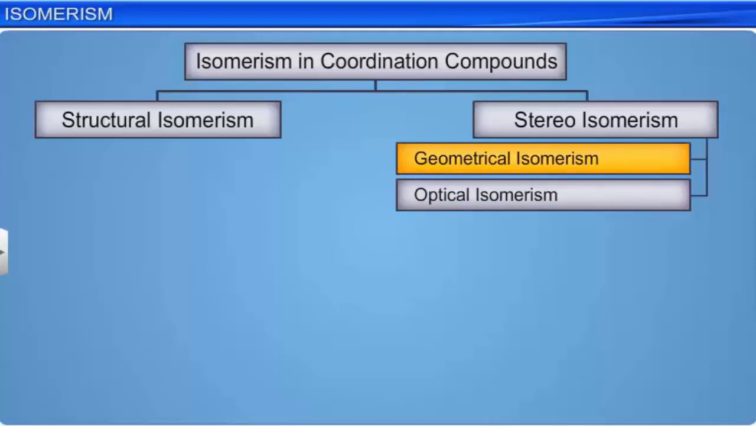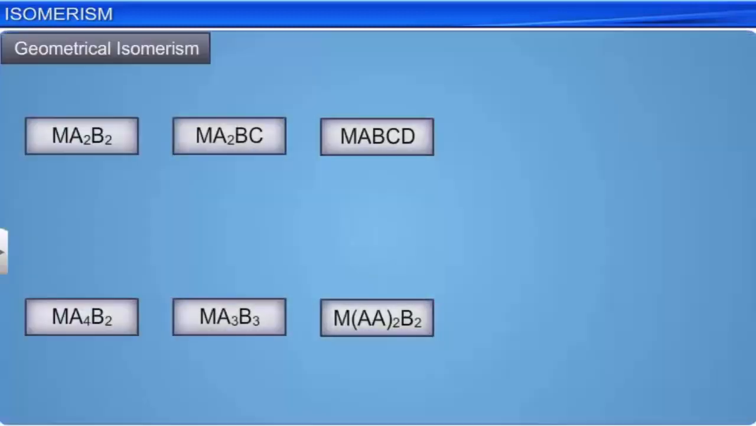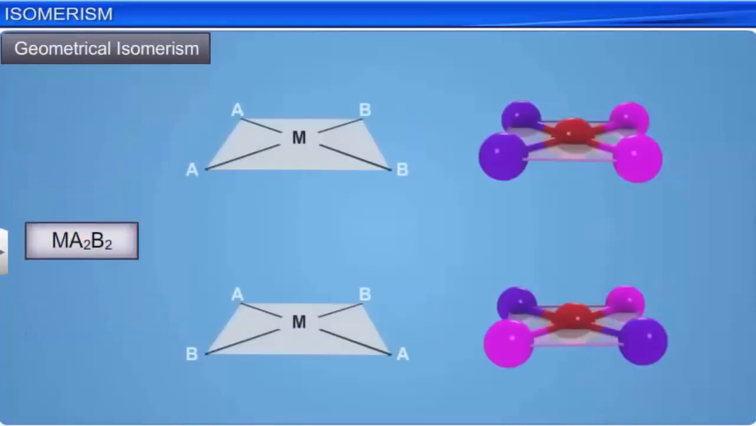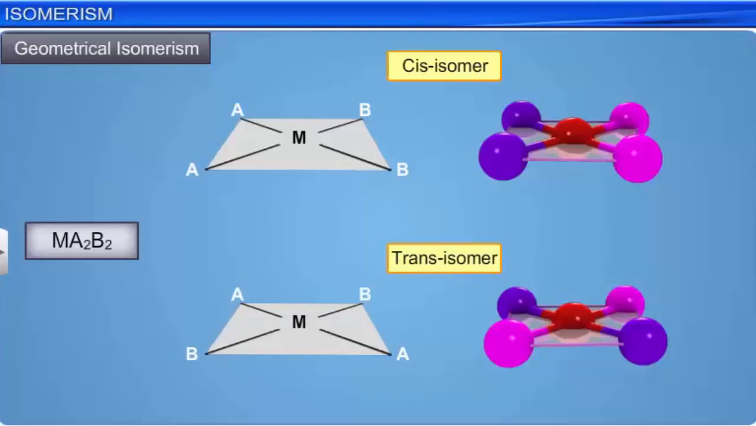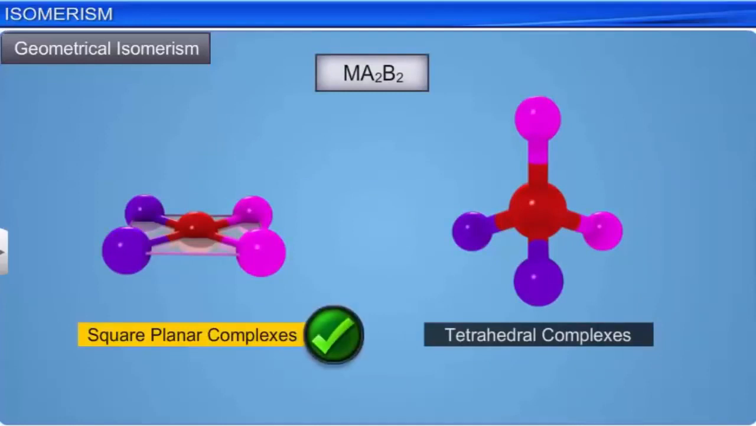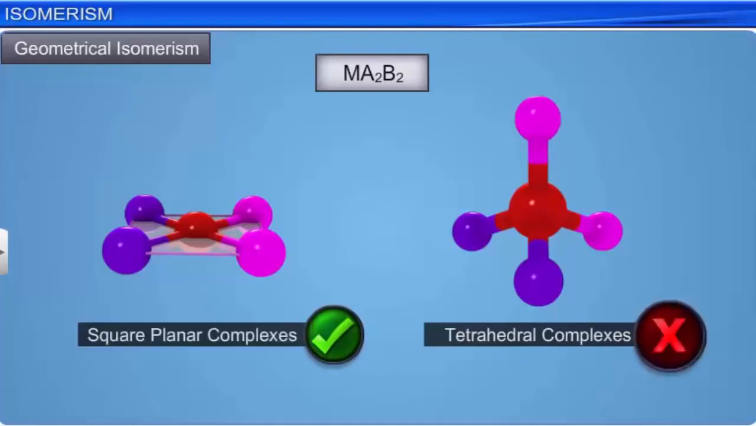It is seen in the heteroleptic complexes with coordination numbers 4 and 6. The isomer in which the two identical groups are adjacent to each other is known as a cis isomer, while the isomer in which the two identical groups are diagonally opposite to each other is known as a trans isomer. It is important to note that only square planar complexes show the phenomenon of geometrical isomerism, and not tetrahedral complexes. This is because the relative positions of the unidentate ligands attached to the central metal atom in the tetrahedral geometry are the same with respect to each other.